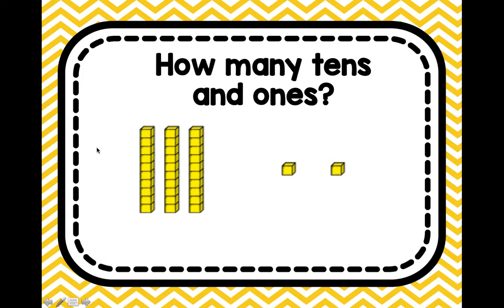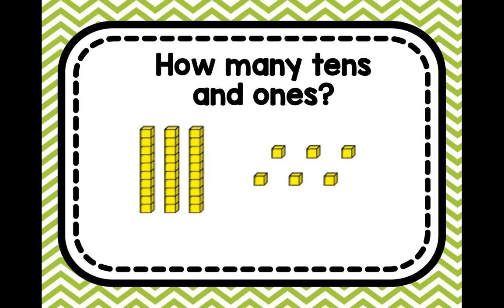How many tens and ones? All right, ooh, now it looks a little bit different. How many tens do we have now? 1, 2, 3. We have 3 tens now. And how many ones do we have? 2. So when we put the number 3 and the number 2 together, that makes 32.